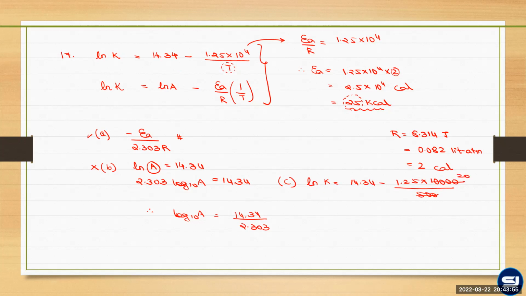14.34 minus 25 is equal to minus 10.66. So next step, again to find out the value of k, first thing is you will say 2.303 log of k equal to negative 10.66.